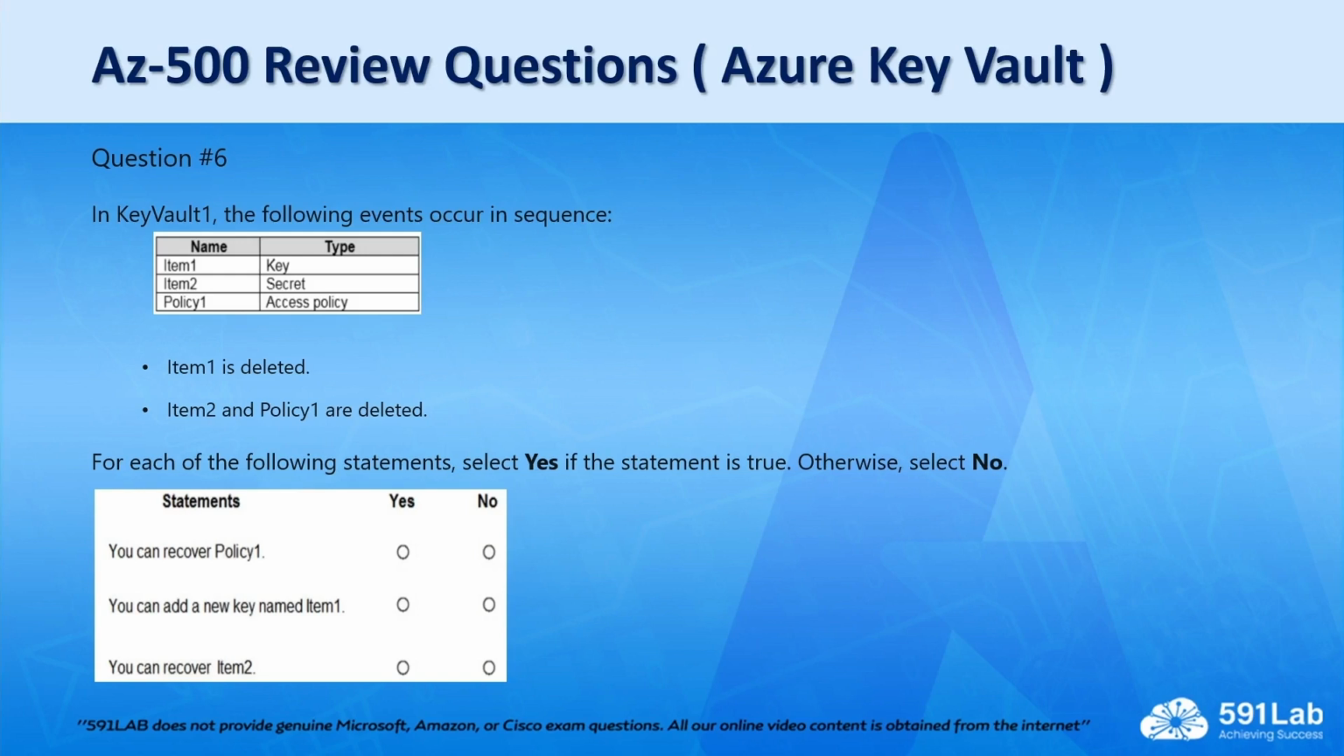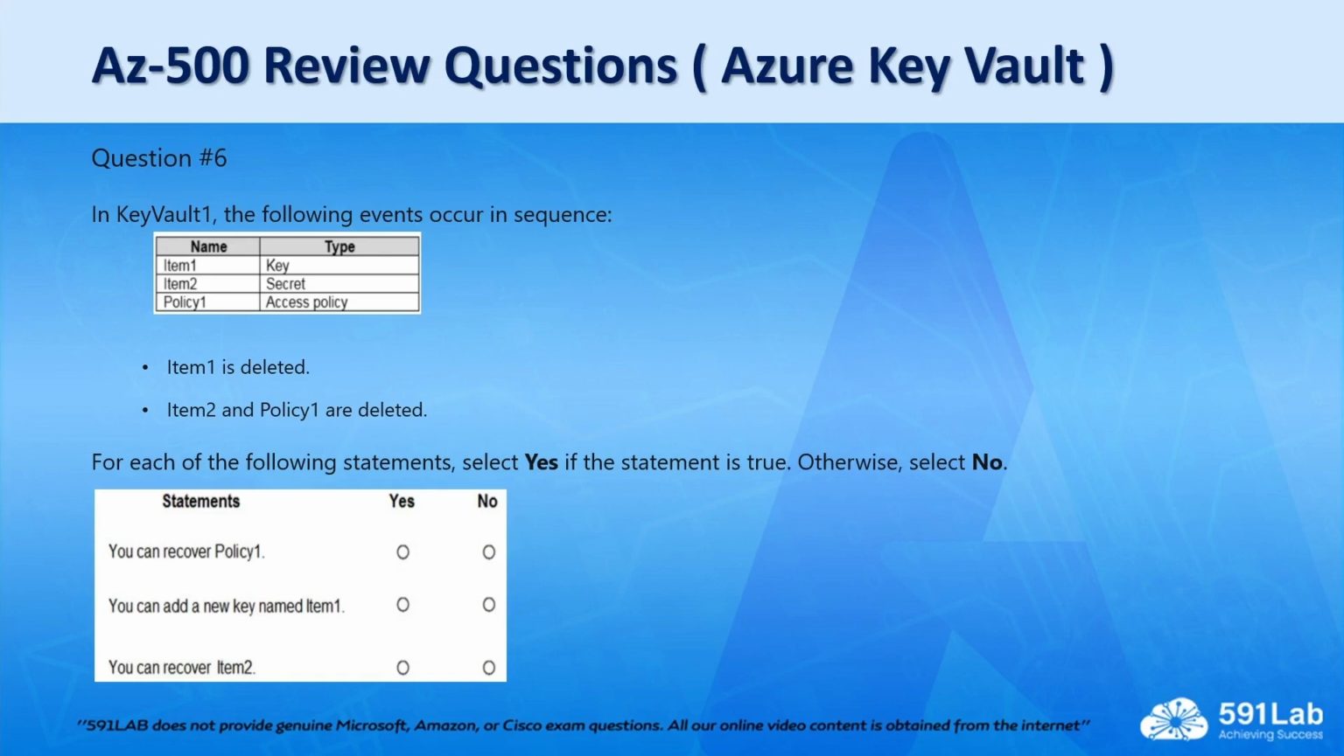Item 1 is deleted, which means our key is deleted. Item 2 and policy 1 are deleted. Then our secret is also deleted and the access policy is also deleted. Now for each of the following statements, select yes if the statement is true. Otherwise, select no. Let's have a look at the statements. You can recover policy 1. Yes or no?